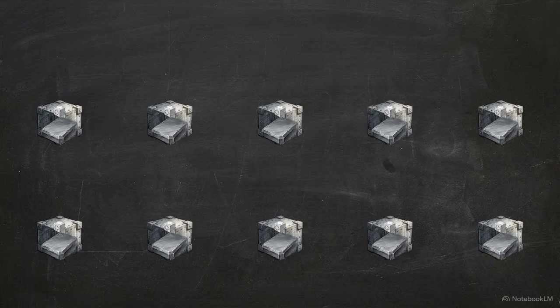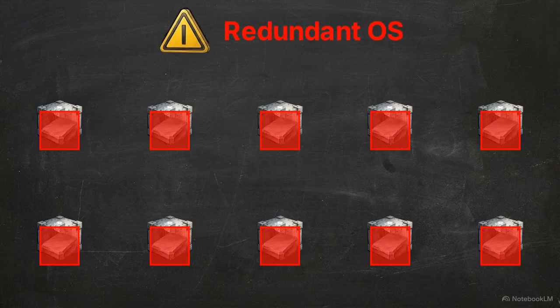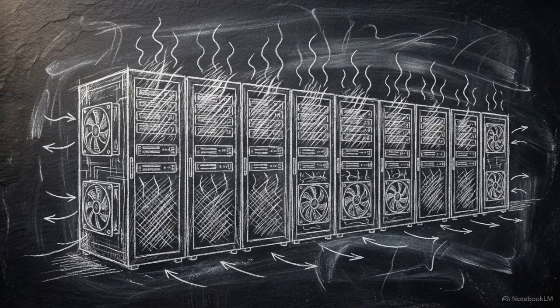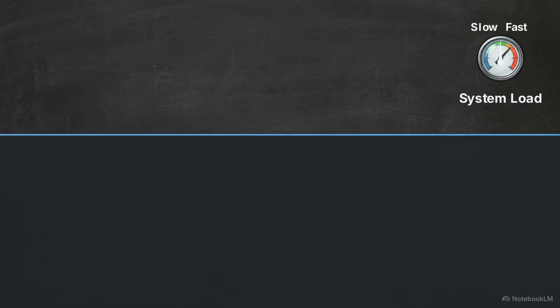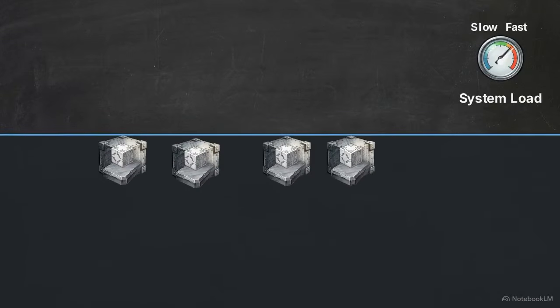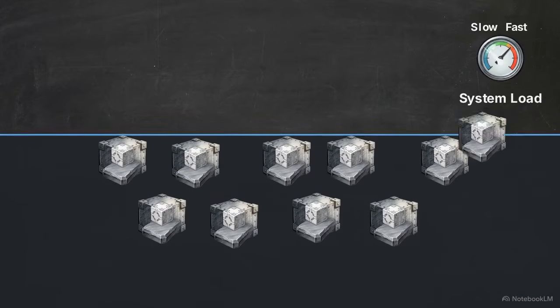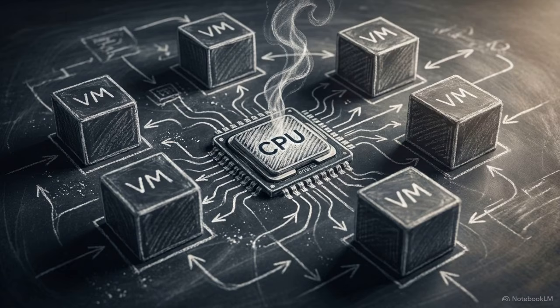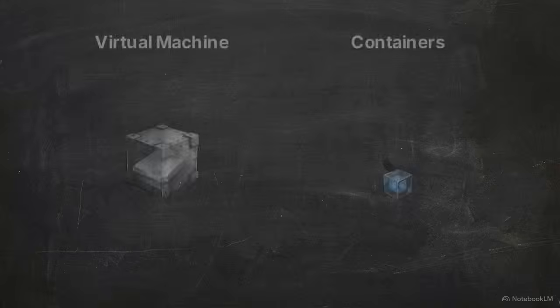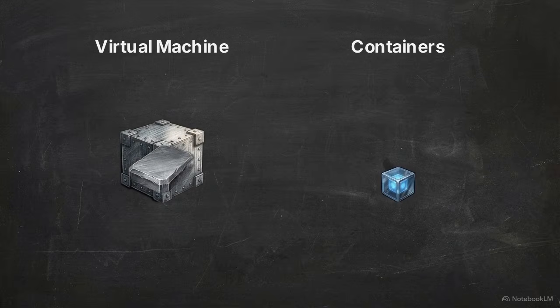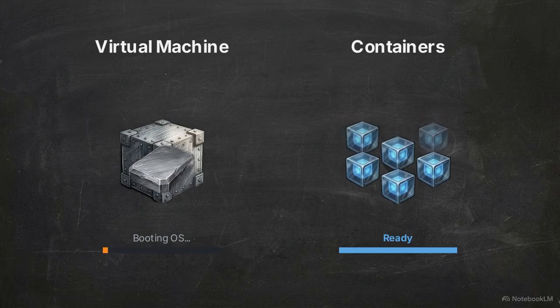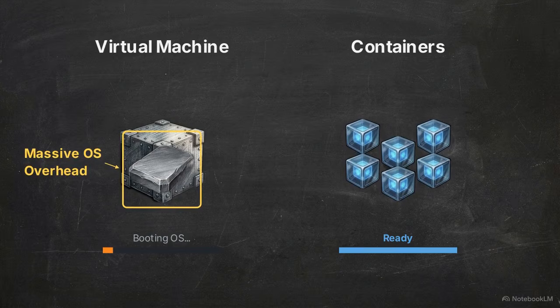To run 10 applications, you are forced to boot up 10 full copies of Windows or Linux, burning CPU and memory just to keep those redundant background processes alive. While VMs successfully keep software separated, their heavyweight nature makes them far too slow and resource-hungry for the speed required by modern computing. Containers arrived as the lightweight alternative. They offer the same isolation as a VM, but they launch in milliseconds because they lack that massive OS overhead.